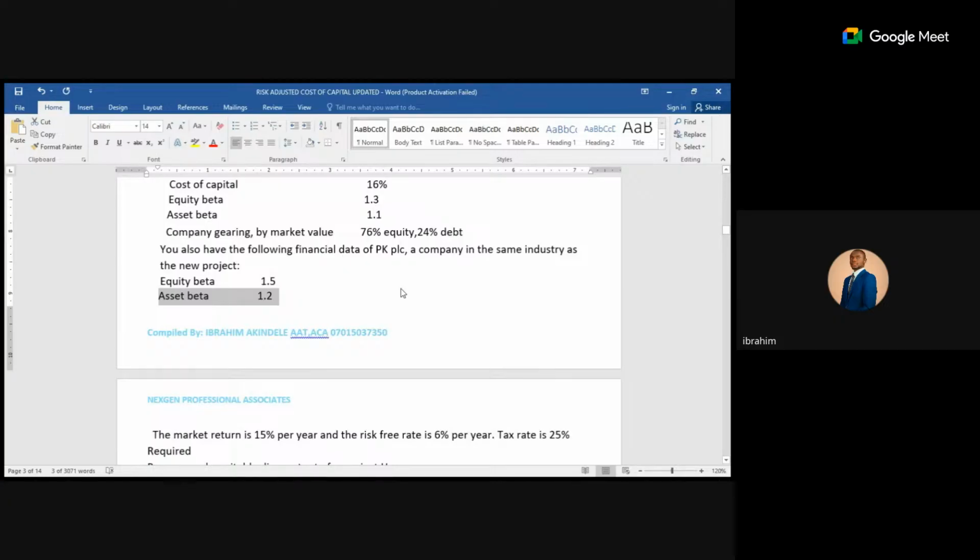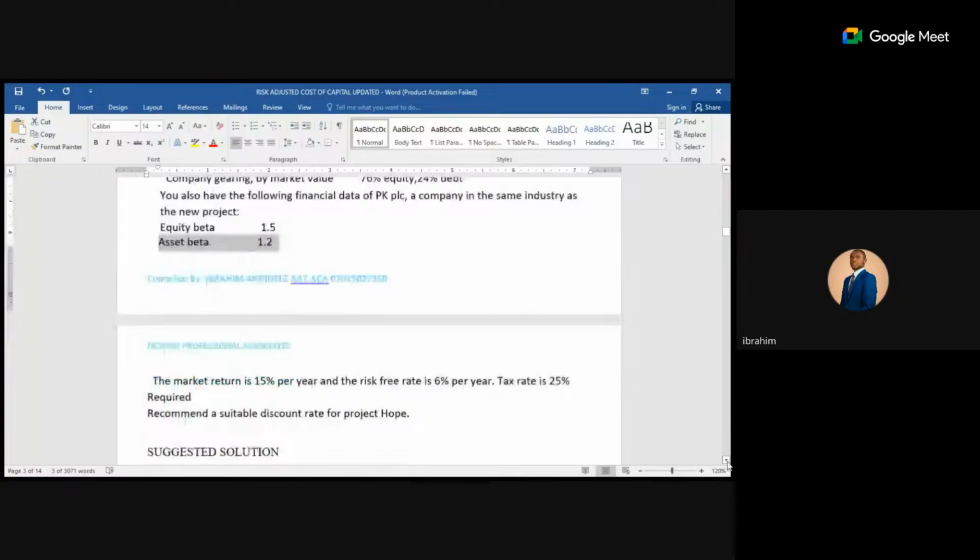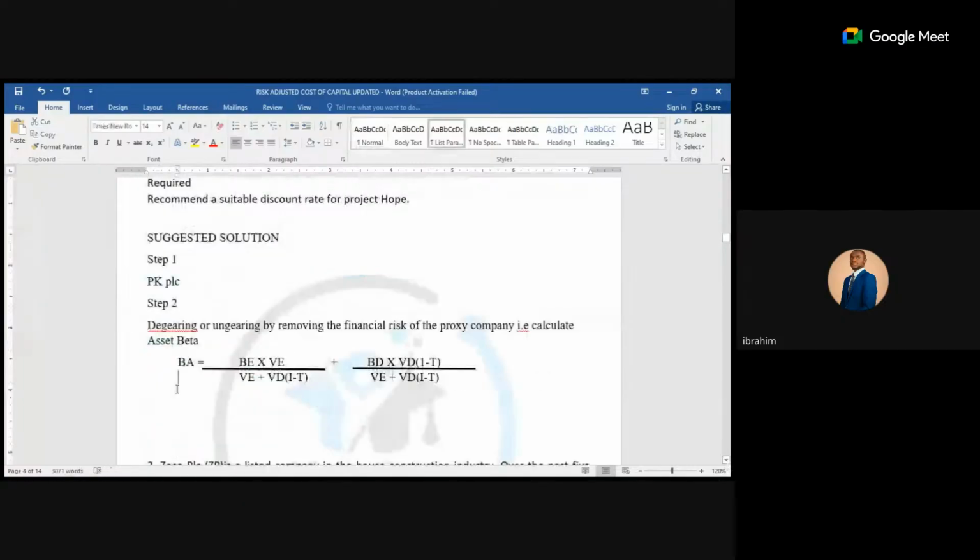But in a situation whereby, this is just a small example, most times the asset beta of the proxy company will not be given to you. Please just take note of that. This is just a simple illustration. Now, the asset beta is given, so we don't need to calculate. We just say BA equals 1.2. This is the asset beta.